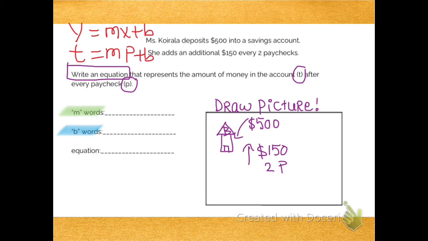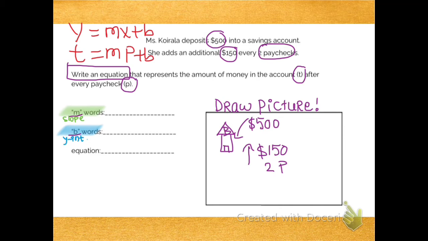So let's go ahead and cube now. So I am depositing $500 into a savings account, and I am going to add an additional $150 every 2 paychecks, okay? So the reason why I only circled is because I want you guys to figure out what the key words are for M words and B words. And remember, M is the letter that we use to represent the what? Yes, if you said slope for M and B is for y-intercept, you are correct.